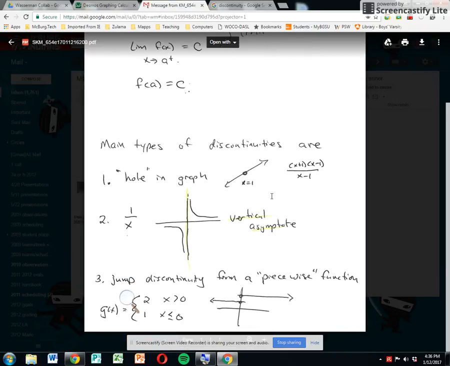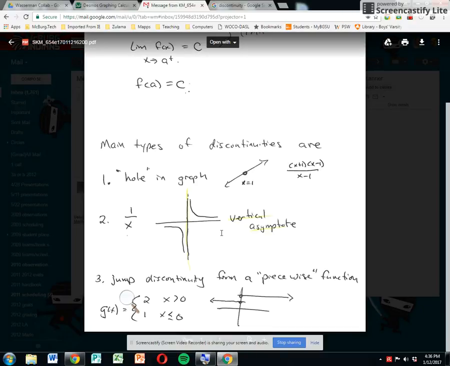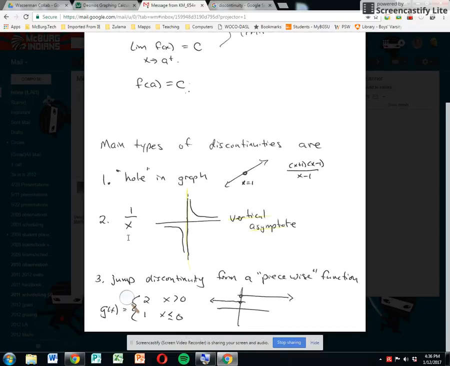If we go back, I'll show you the main types of discontinuities. A hole in the graph generally happens when we have division by 0 that can be factored out either by rationalization, removing factors, or perhaps some sort of working with fractions. A vertical asymptote happens when we have a non-removable discontinuity. In this particular case, the simple function 1 over x has a vertical asymptote.